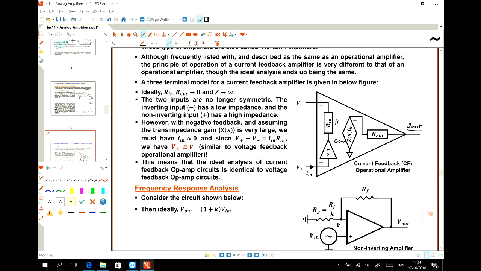Again, we do a similar analysis with the current feedback amplifiers, the same analysis that we have for the voltage feedback, because we again assume that V plus and V minus are almost the same. Why? Because V plus minus V minus is I in times R in, and if we assume that this current is very small, then the voltage plus and voltage minus are almost similar, and then we do the same analysis that we have in the voltage feedback.